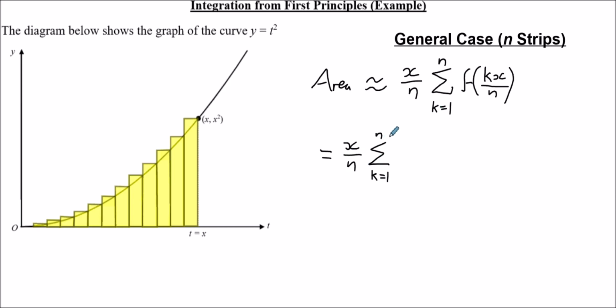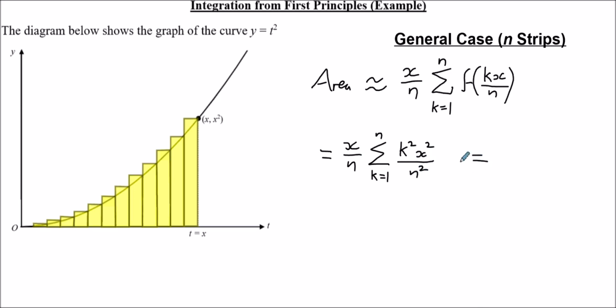Just to repeat, this is just explanation. You don't need to panic about seeing this in the exam, but if you understand it, it will help in case you get given a bit of a trick question. So from k equals 1 to n, f of kx over n is just all of this squared. So it's going to be k squared x squared all over n squared.